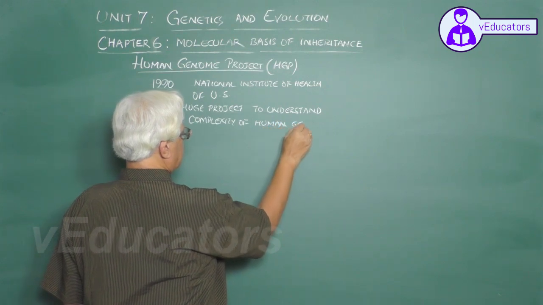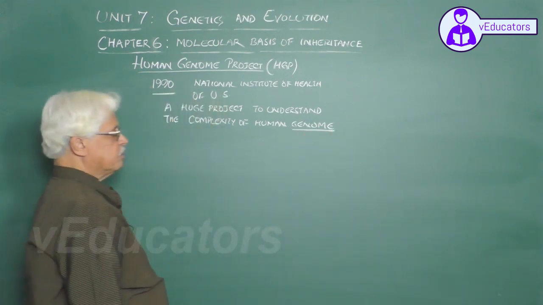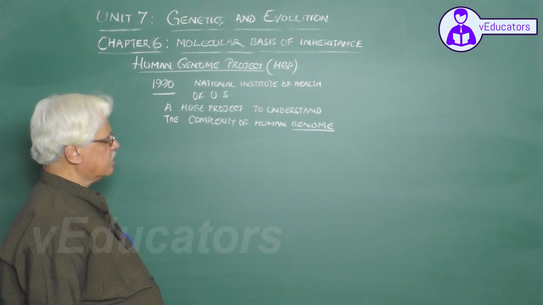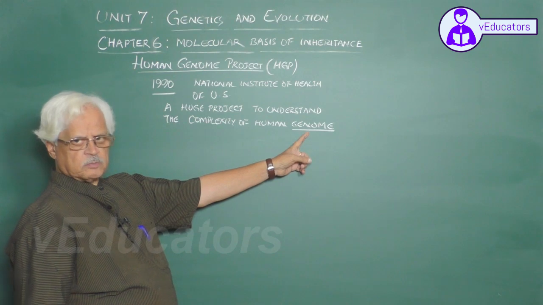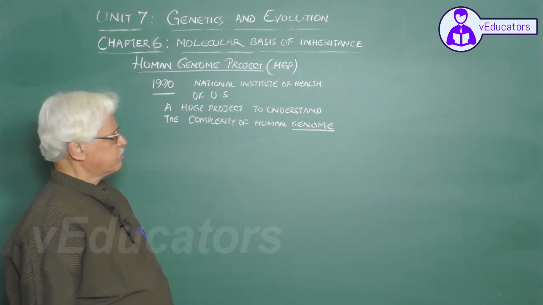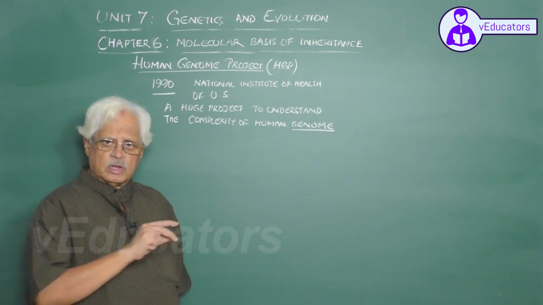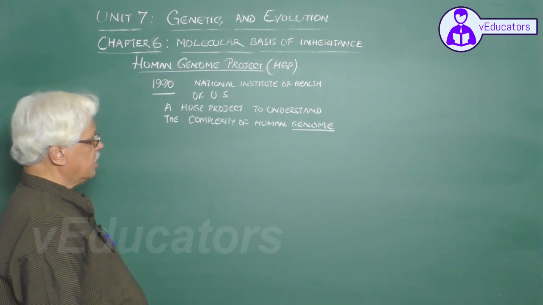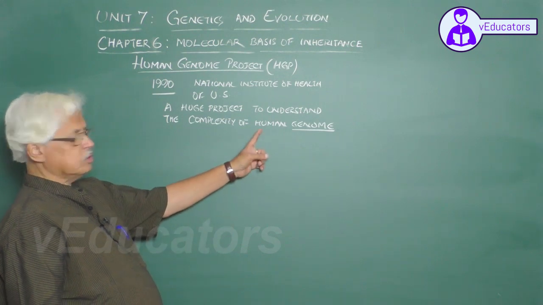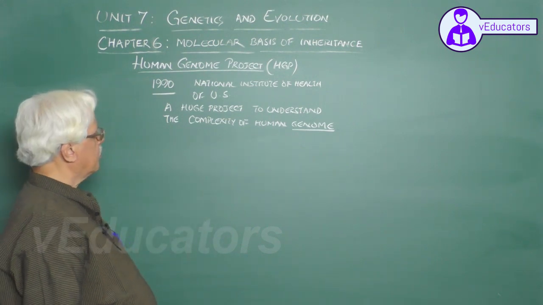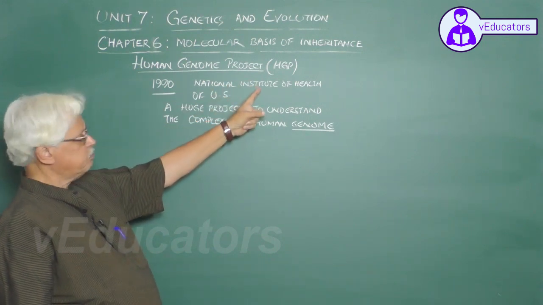The word genome is used to describe the complete set of genetic information that is present in the haploid set of chromosomes. So, the total genetic information present in the 23 chromosomes in human cell is known as human genome. So, this project was named as Human Genome Project.